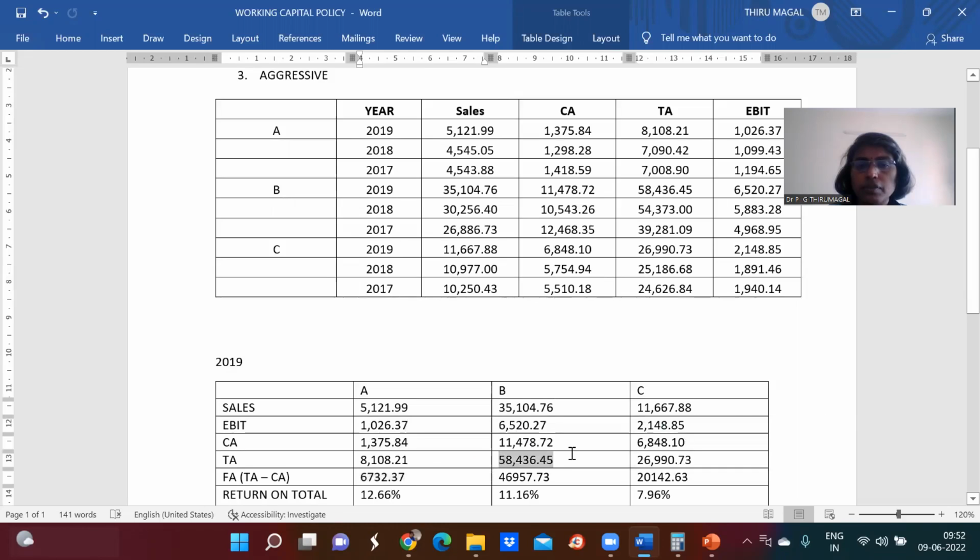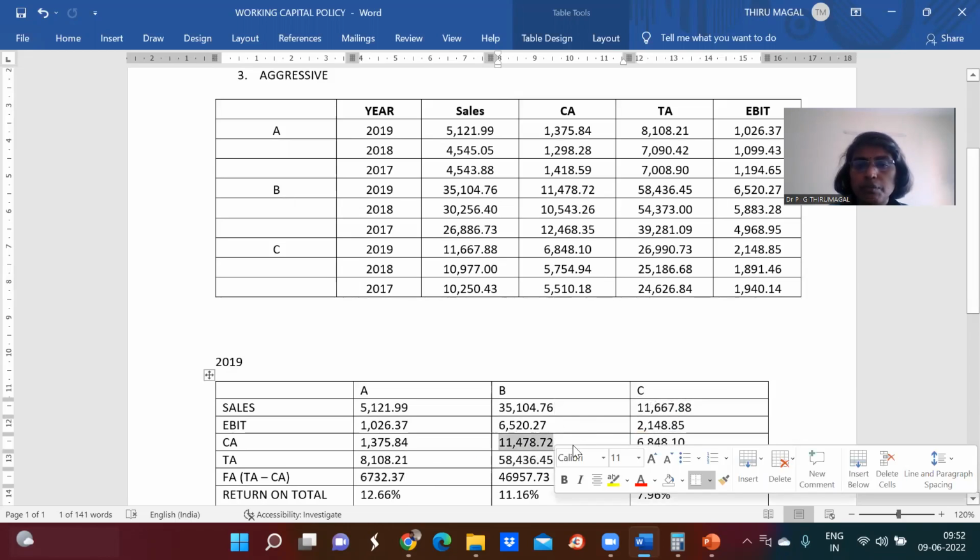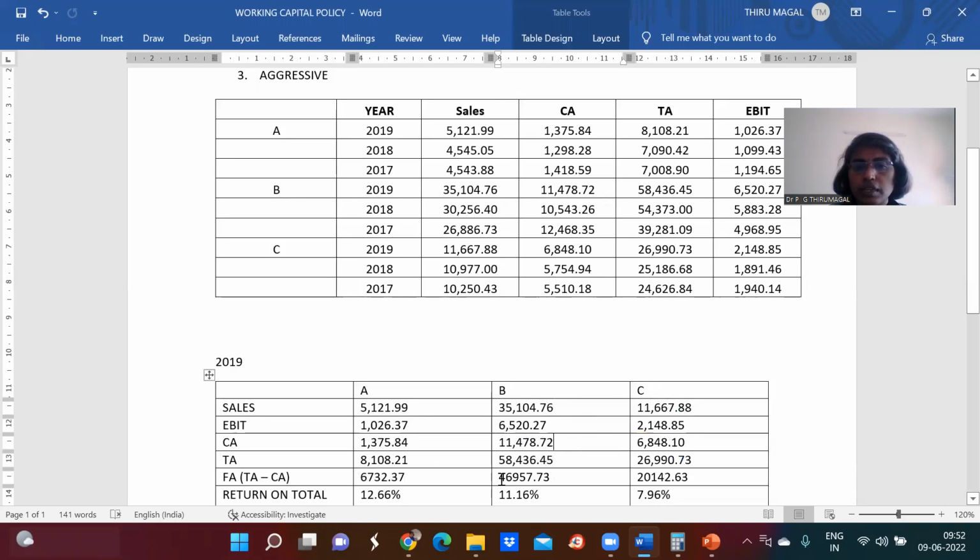Similarly, 58,436.45 minus 11,478.72, you will get this fixed asset.